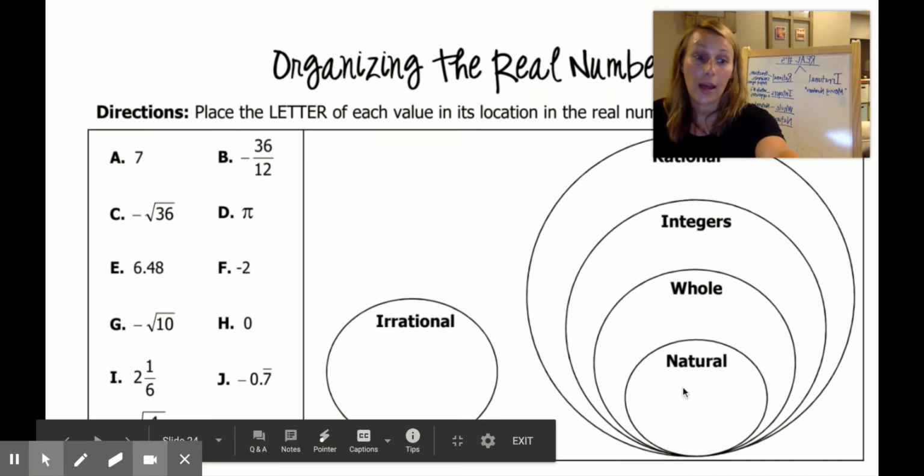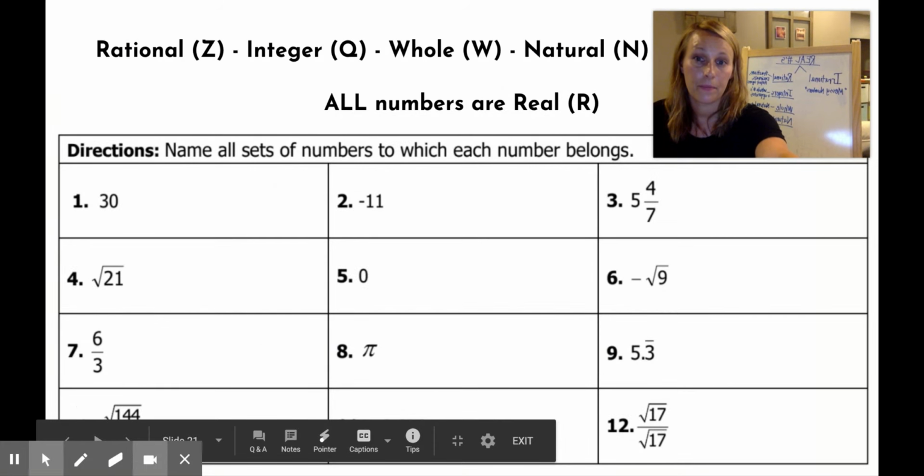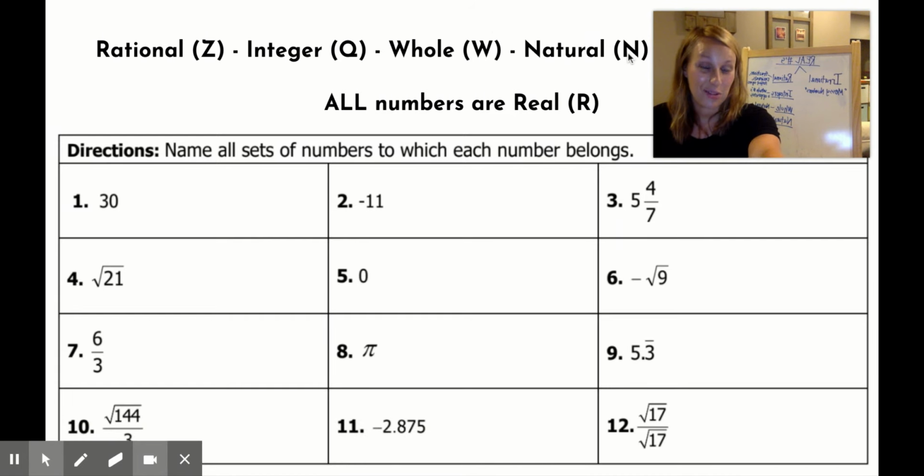And so I would label 30 as a whole number, as a natural number, N. And because it's a natural number, it's also in the whole number classification. It's also an integer, and it's also a rational number. And then the biggest umbrella is real numbers, so it's technically also a real number. And so when it says name all sets of numbers to which each number belongs, I would actually write out all of those classifications. You can use either the abbreviation or the word if that's easier for you.